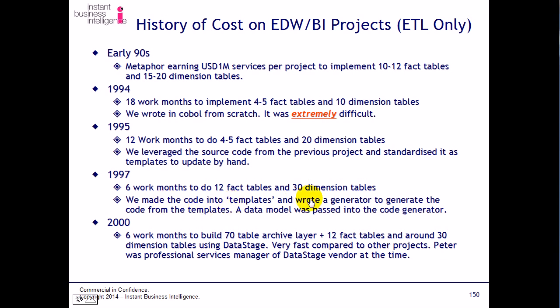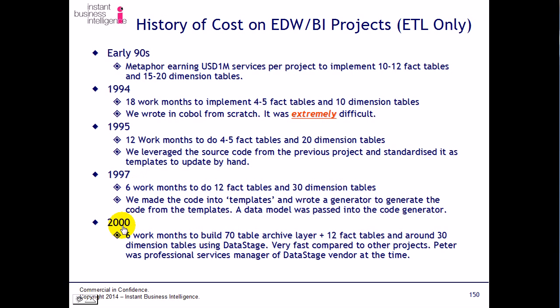We made the code into templates and wrote a generator to generate the code from the templates, and a data model was passed into the code generator to generate the data model as well. So already we'd gone from, in 1994, 18 work months, just 3 years later to 6 work months.